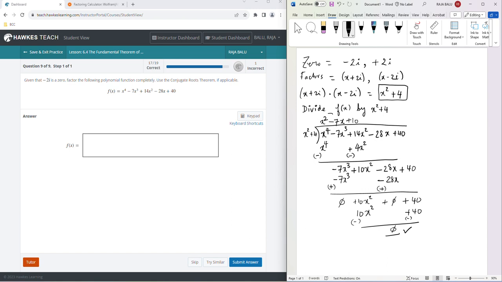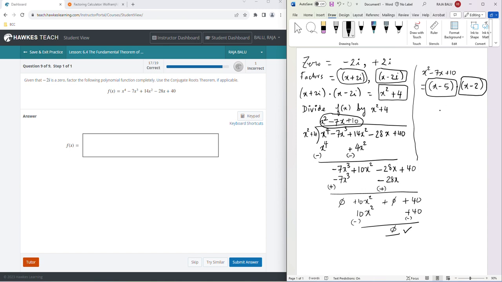Okay, so the quotient of the division is x squared minus 7x plus 10. So I take it to the next column here. So it is x squared minus 7x plus 10. So factoring immediately comes to my mind. This is actually x minus 5 times x minus 2. So I have four factors. Factor 1, x plus 2i. Factor 2, x minus 2i. Factor 3, x minus 5. Factor 4, x minus 2.